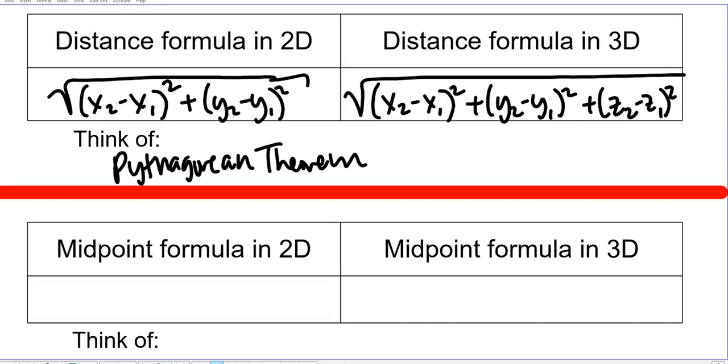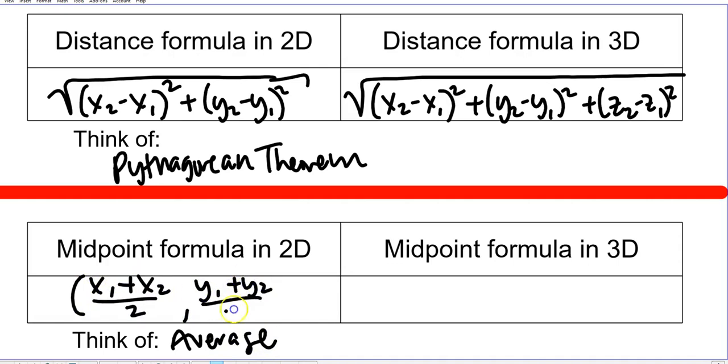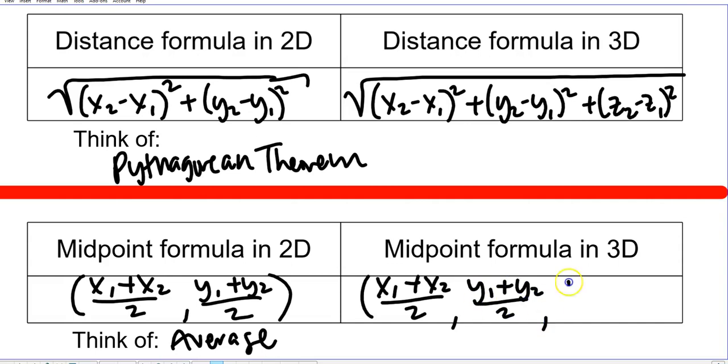Okay, go ahead and copy the rest of the screen, pause, and then hit play when you're ready to fill it in with me. When we're taking a midpoint, you want to think about average, right? So in 2 dimensions, you're going to average your x values and average your y values to get right in the middle, the midpoint. So not surprisingly, for 3D, you're going to do the same thing. You're also going to have z. So average your x's, average your y's, and average your z's.